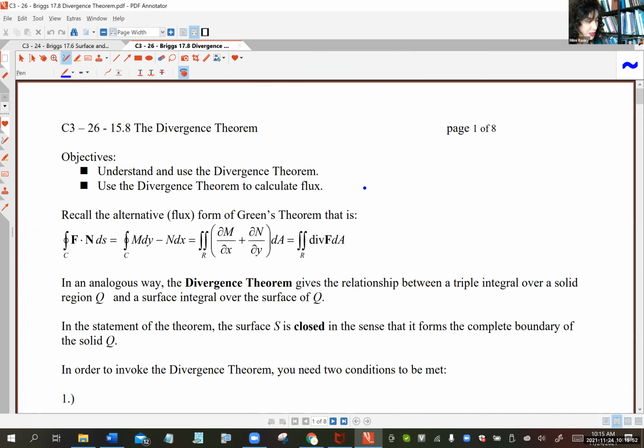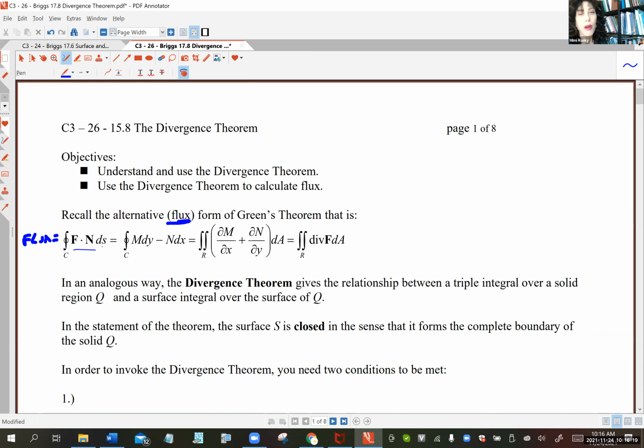So let's take a look at the divergence theorem. What is it and how do you use it? When is it okay to use it? So let's do a little bit of review. Recall that the flux form of Green's theorem looks like this. It allows you to calculate flux.